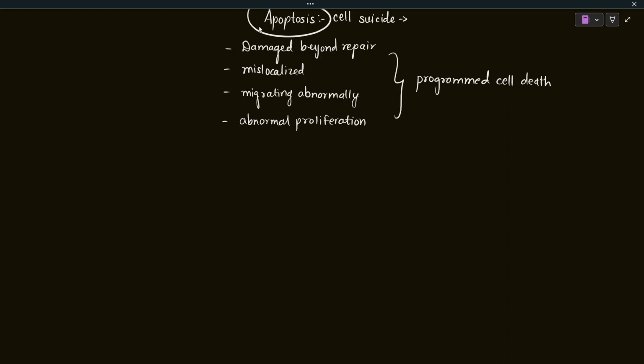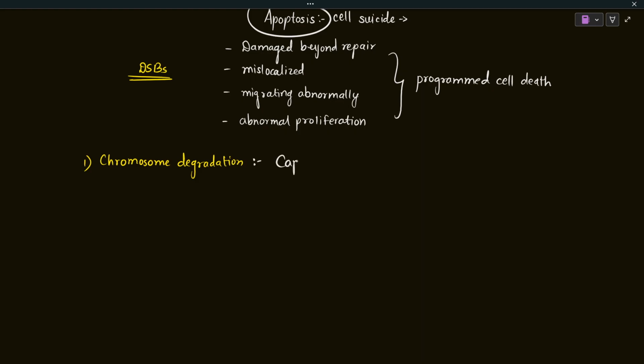So what happens is that first the chromosome is degraded when the cell senses one of those phenomena, like if it has damaged DNA, if it has double stranded DNA breaks, or it is migrating abnormally, or it is mislocalized. In any of those situations, it leads to chromosome degradation by caspases. Apoptosis is an enzyme mediated pathway.